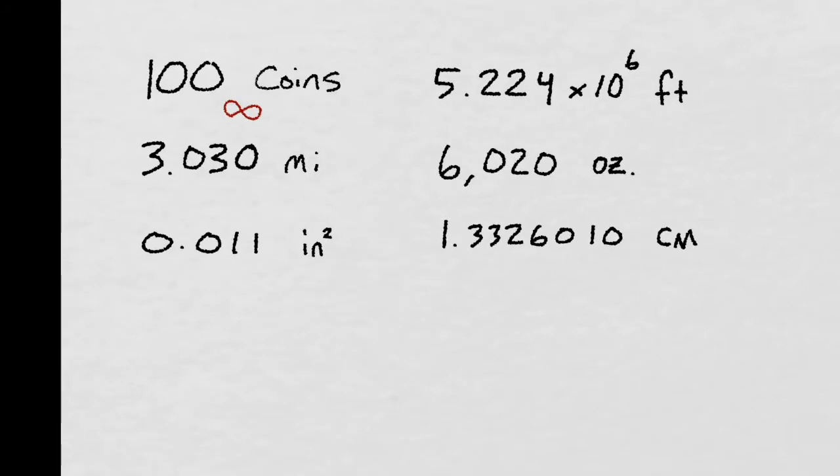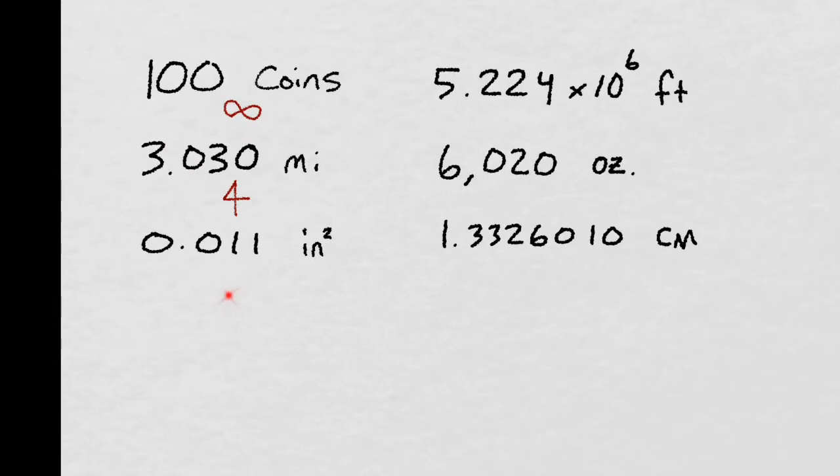What about the next one? 3.030 miles. Here we have non-zero numbers, so these will count as sig figs. Here we have a 0 that's in between two 3's, so this one will count. And here we have a 0 that's a trailing 0, but it's after a decimal point, so it's to the right of a decimal point. So every one of these digits would count. Here we have 4 sig figs.